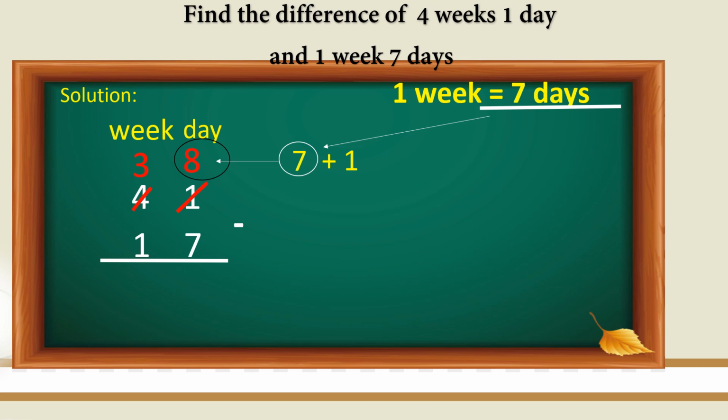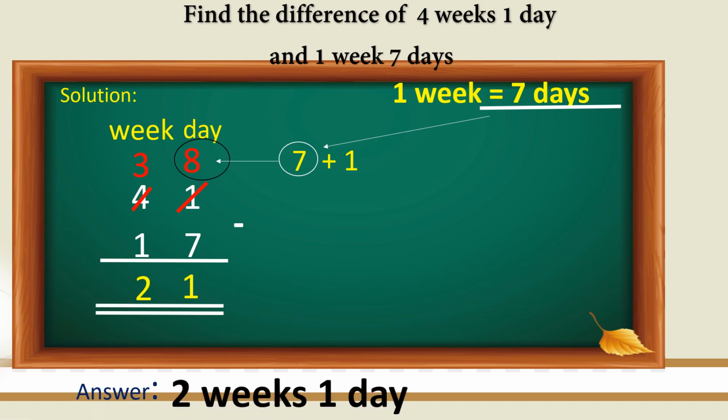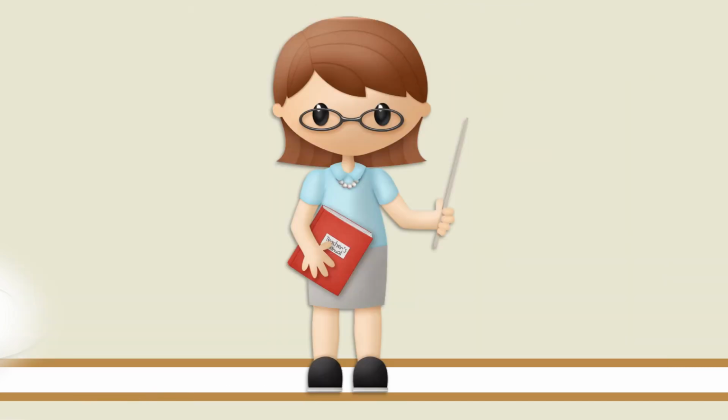Now let's subtract the day. 8 minus 7 equals 1. Next, let's subtract the week. 3 minus 1 equals 2. For our final answer, we have 2 weeks, 1 day. After watching the video, please answer your worksheet given to you.